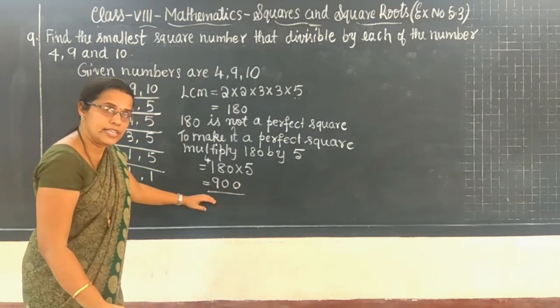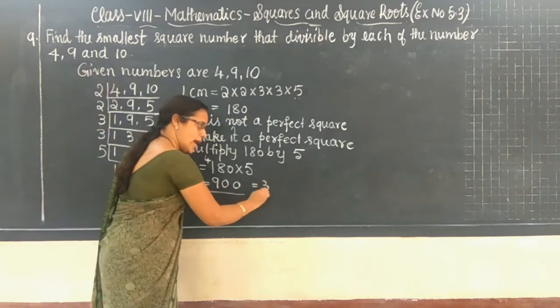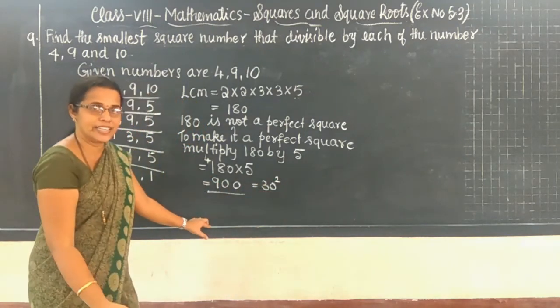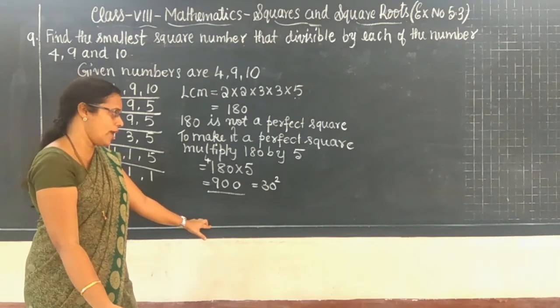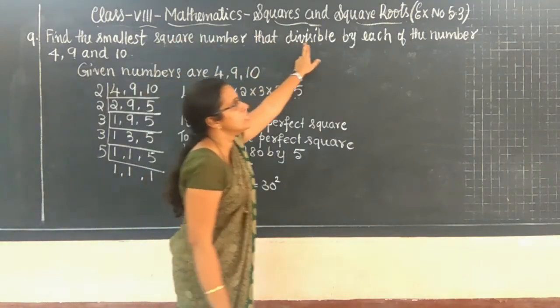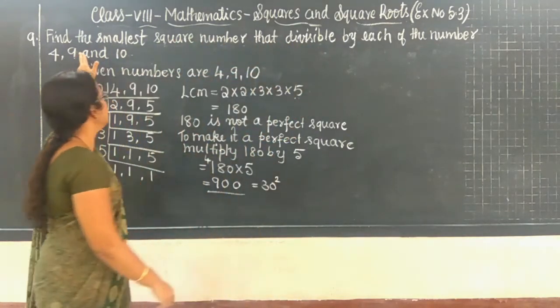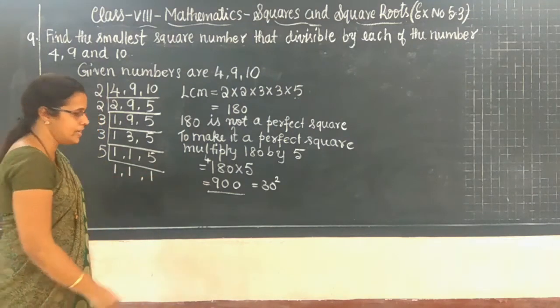So what is the answer? 900. Is this a perfect square, children? Yes. Why? Because 30 squared is 900. 30 thirties are 900. It is a perfect square. Then which is the smallest square number that is divisible by 4, 9 and 10? That is 900.